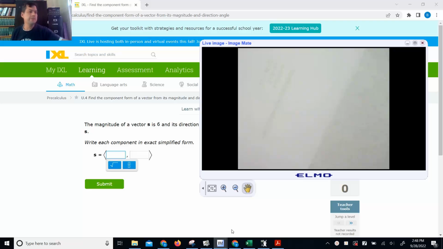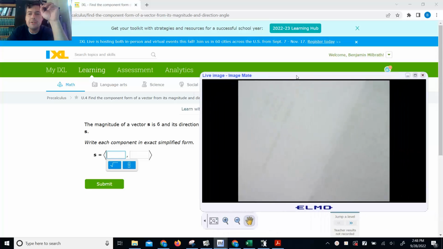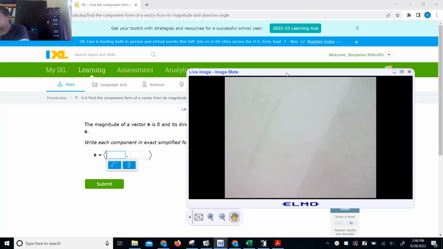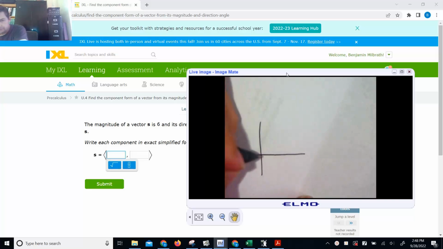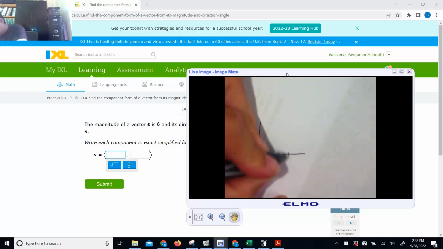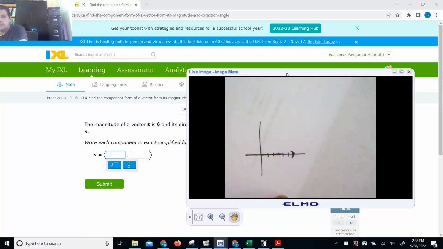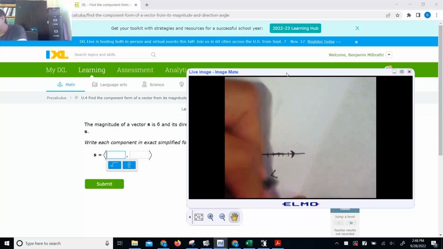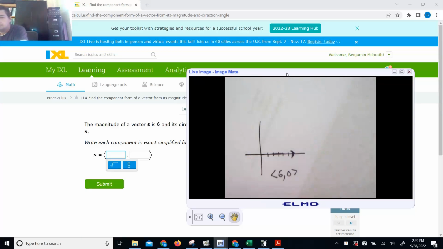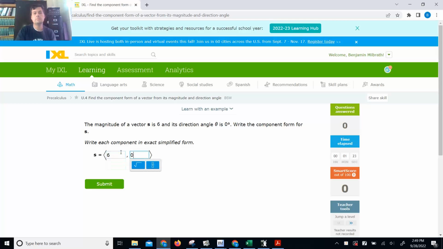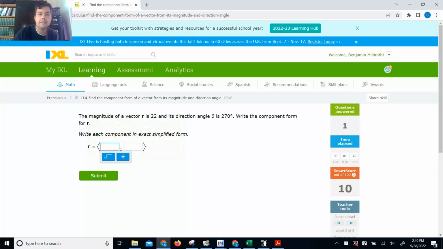All right, so it says the magnitude of a vector is 6, which means it goes out 6 units, has a length of 6, and its direction angle is 0 degrees. If you have a 0 degree direction angle, you don't rotate at all, you just stay on the x-axis. 1, 2, 3, 4, 5, 6. That's where you stop. That would be what your vector looks like. Now they're wanting component form, so the x-coordinate is 6 and the y-coordinate is 0. That's really all there is to it. 6, 0. Brilliant, I'm at a 10.